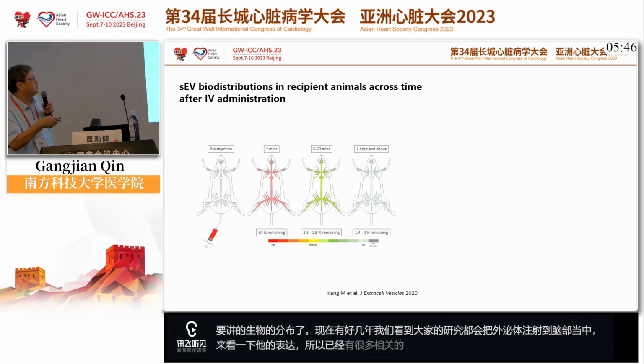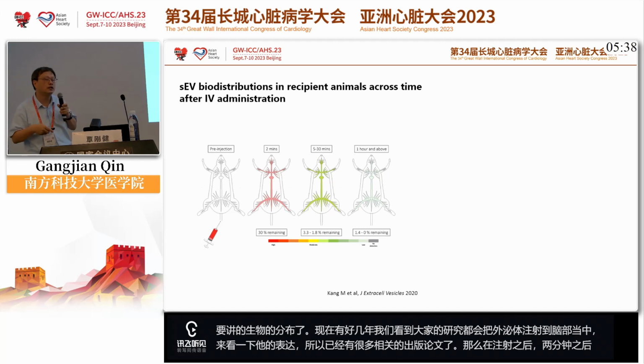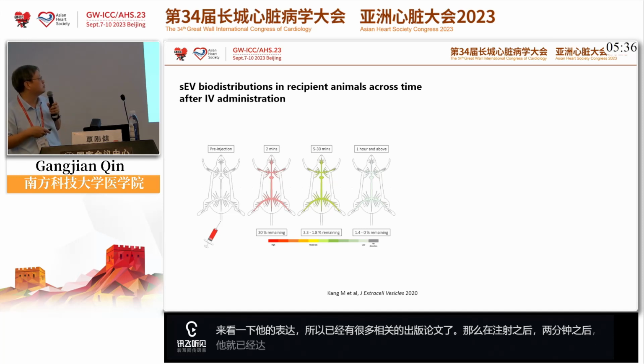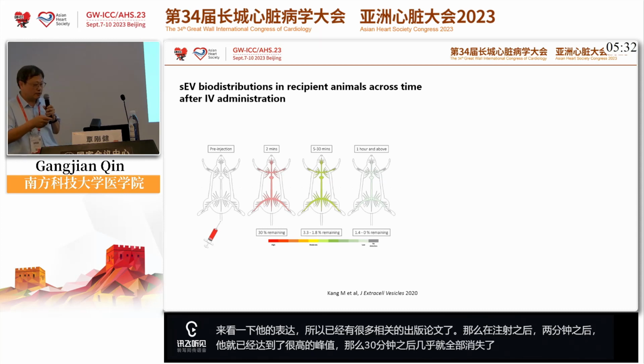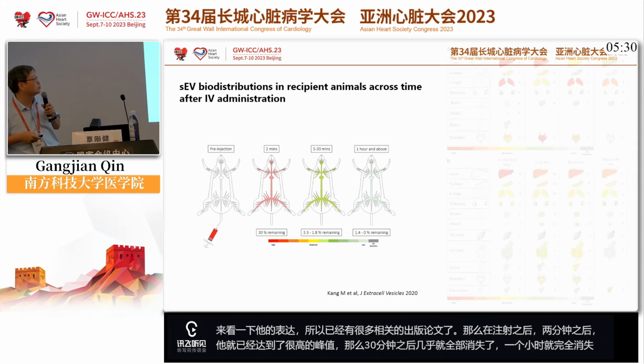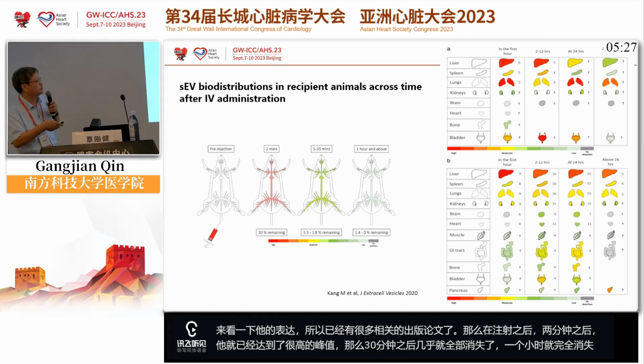in the blood, after injection, at 2 minutes just 30% remains. At 30 minutes, almost all gone, and at 1 hour, it's gone. So there are a lot of questions about the targeting, how you expect it to work, and where they go. So they also further analyzed that.